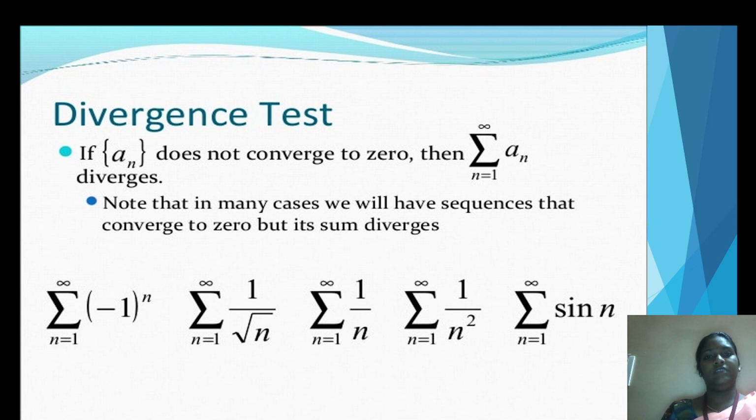One more note: in many cases the sequence terms converge to 0, but when you add the terms, the series may diverge. We are taking one example here. Let me explain an example: summation n equals 1 to infinity of 1 by n. Your a_n value is 1 by n. When I apply the limit as n tends to infinity, 1 by infinity is nothing but 0. If it is 0, we say that it is a convergent series. If it is not tending to 0, we call it a divergent series. These are a few examples for your divergence test.